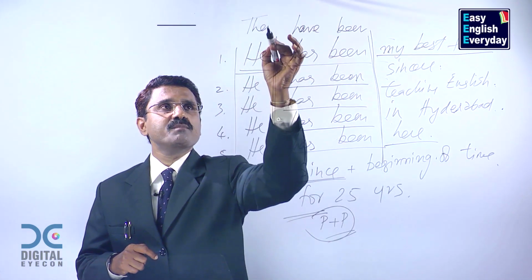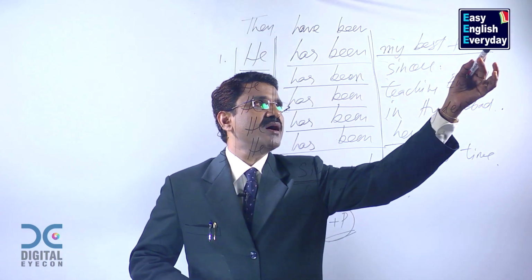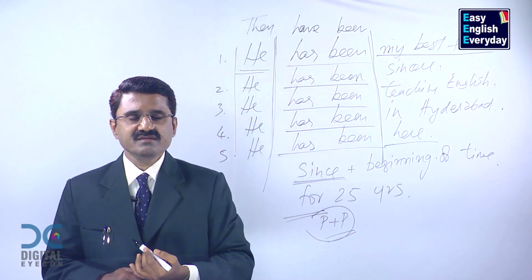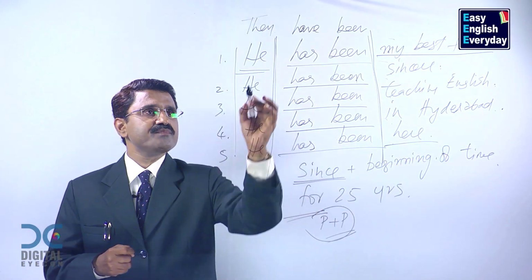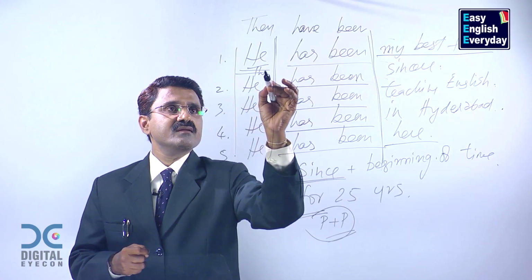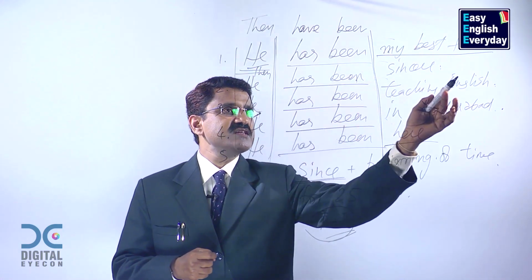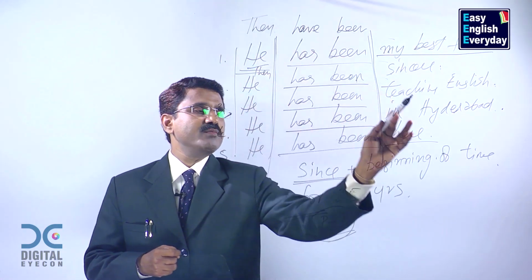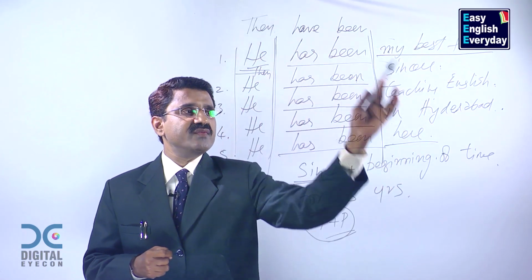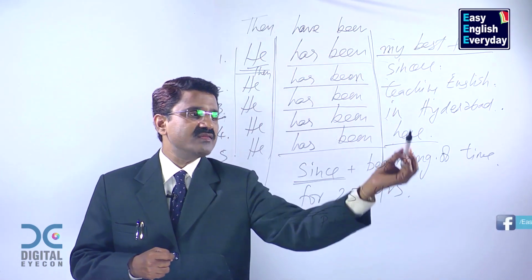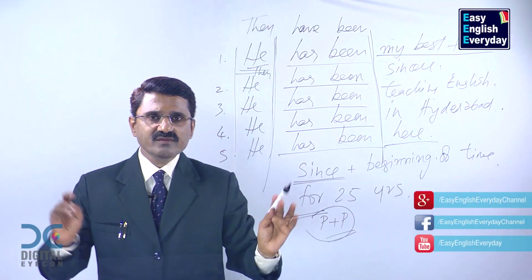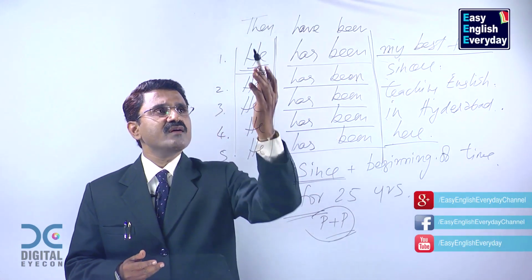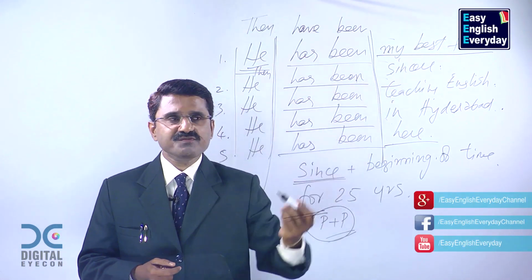Now I'll tell you how to use have been. Just put any plural part here. They have been my best friends. That's all. The meaning is the same. Then they have been sincere. They have been teaching English. They have been in Hyderabad. They have been here. The rest of the things are the same. We have been your best friends.